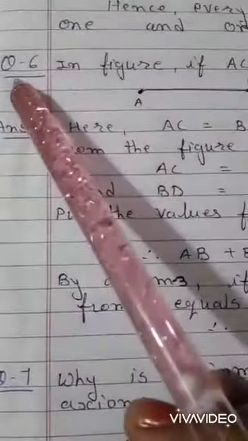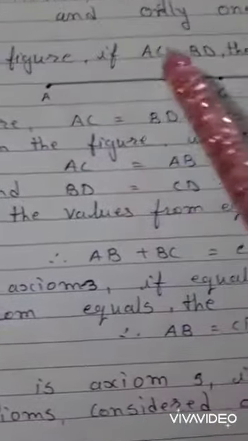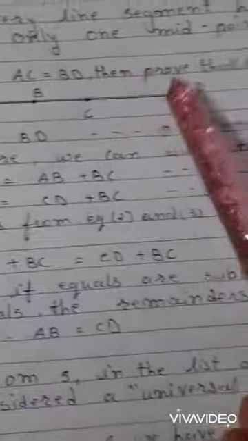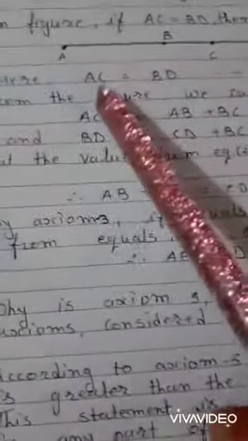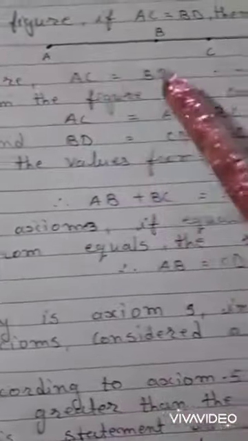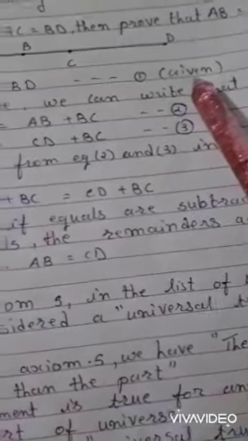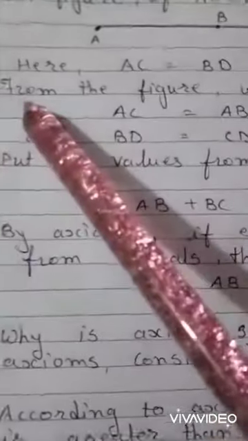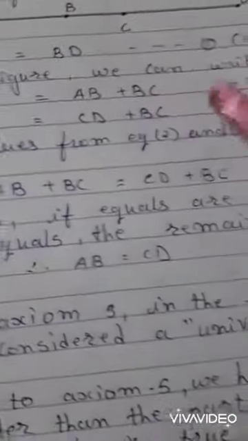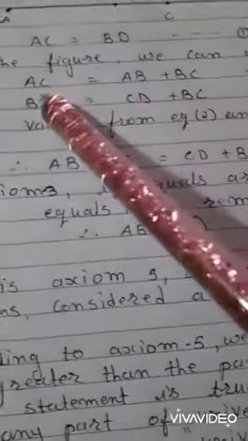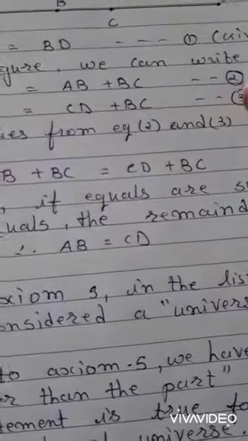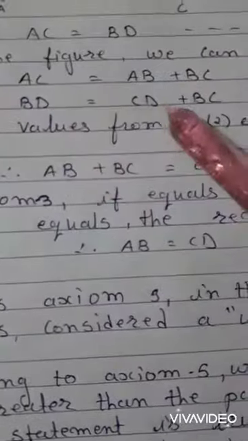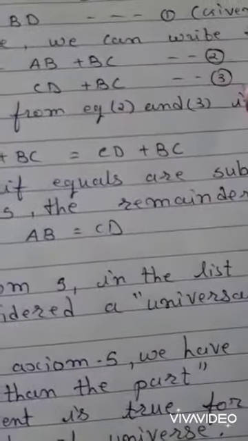In question number 6, in the figure, if AC is equal to BD, then prove that AB is equal to CD. You can see the figure A, B, C, and D. So, here AC is equal to BD, this is number 1, which is given. From the figure, we can write that AC is equal to AB plus BC, number 2, and BD is equal to CD plus BC, this is number 3.